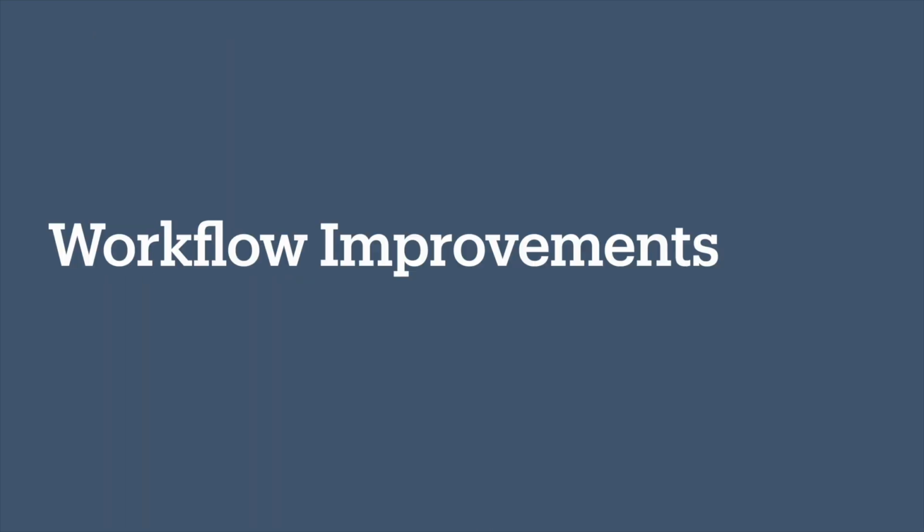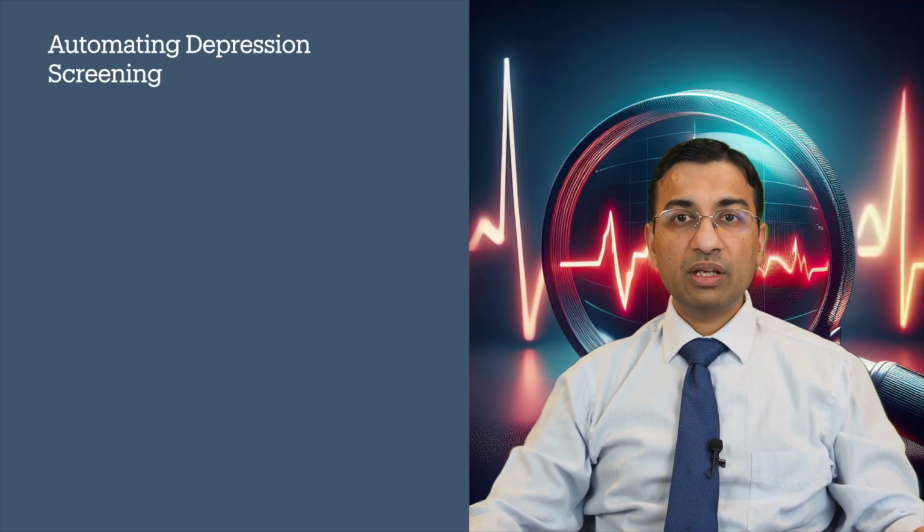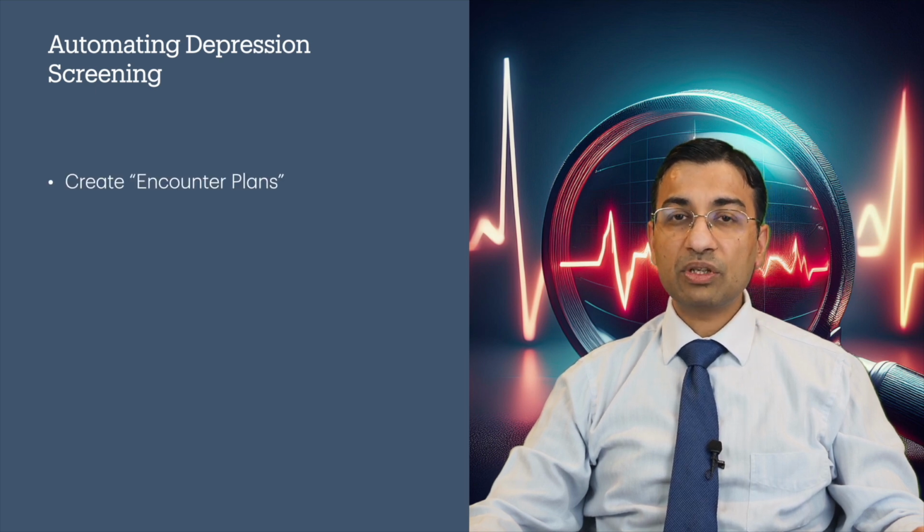Now that I've complained enough about depression screening, let's look at ways that PCPs can improve their performance on the depression screening quality measure. The first task is to perform a depression screening. A typical workflow would involve creating encounter plans for specific visit types. So for example, annual physicals, Medicare annual wellness visits, or new patient visits.